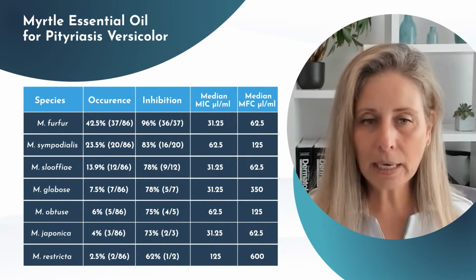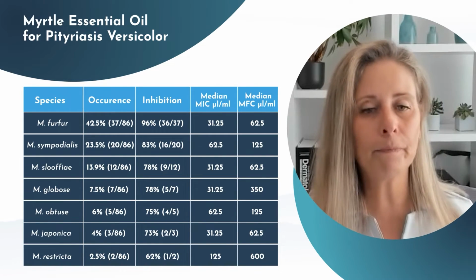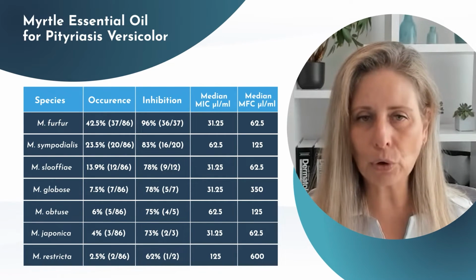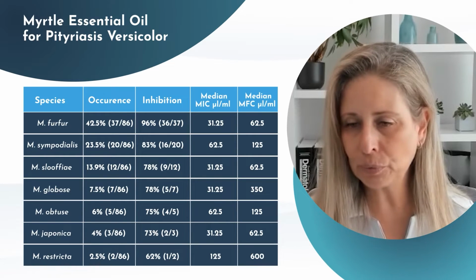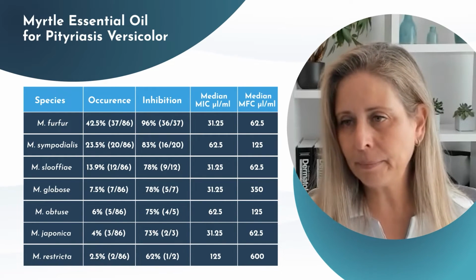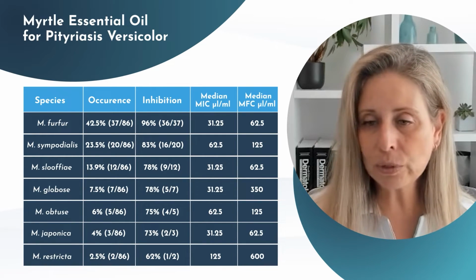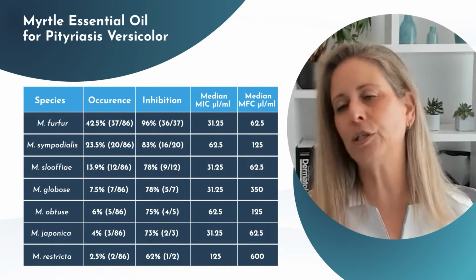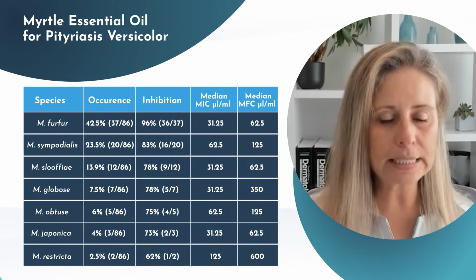They were looking at the MIC, the minimum inhibitory concentration, and the MFC, the minimum fungicidal concentration, and they were measuring them for the Myrtle essential oil. And we can see here the inhibition percentages, and then the median MIC and the median MFC. So there were different levels of efficacy depending on the types of Malassezia species, which was interesting, but we still got good results across the board with the Myrtle essential oil.